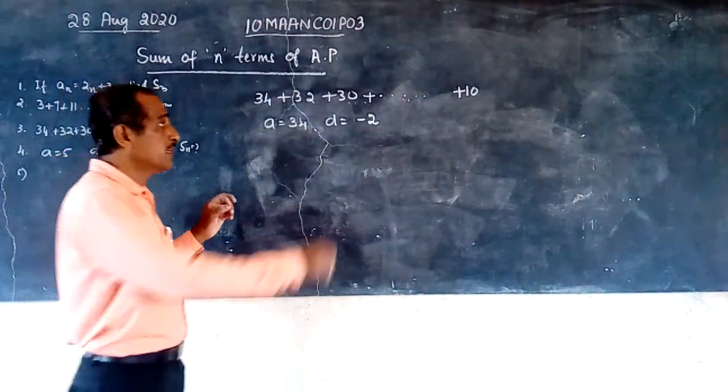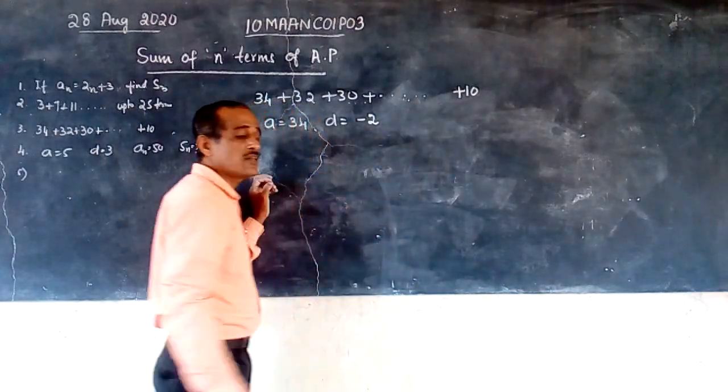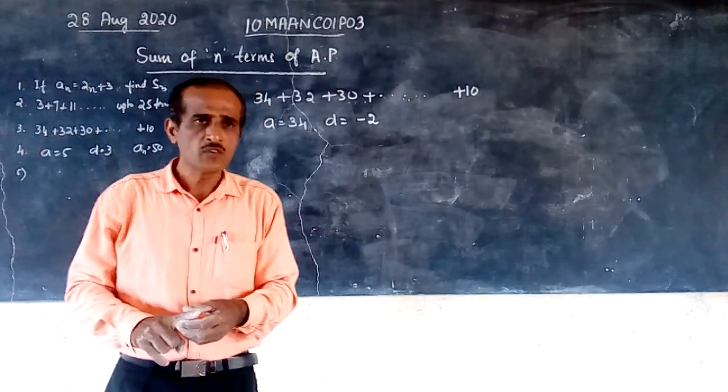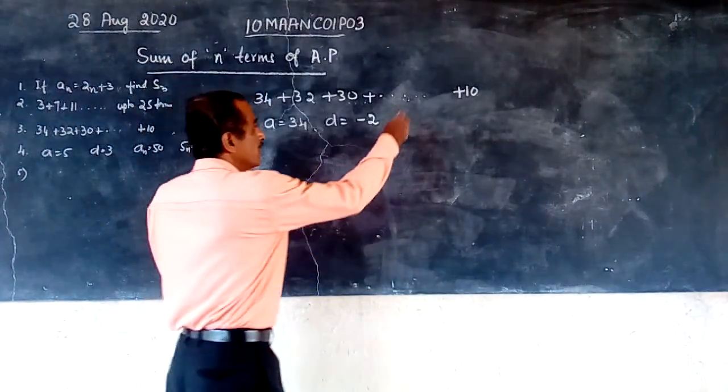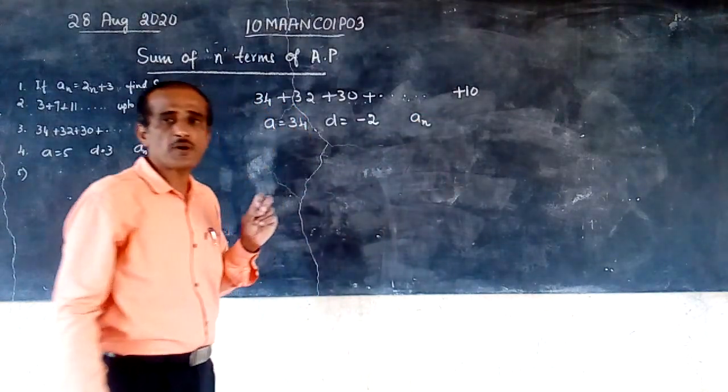You can write it. N, how much, you don't know. But the last term is given, 10 is given. So, N you can calculate. N means how much? So, N you have to calculate. Isn't it? Therefore, the last term An is given. You can use that formula also.